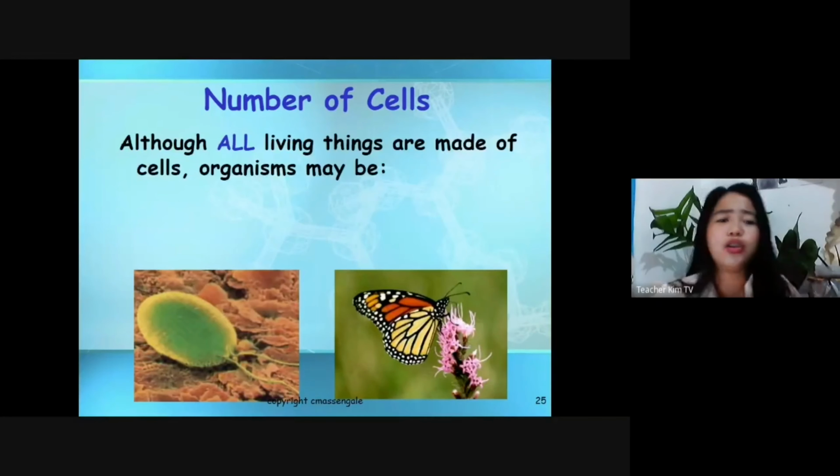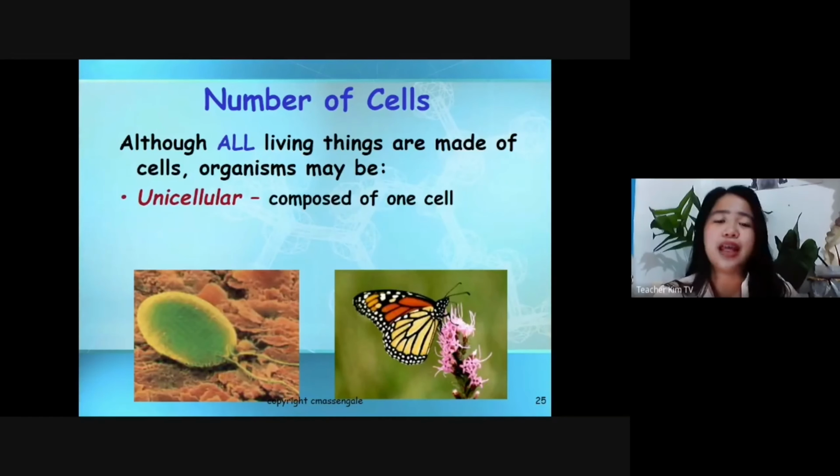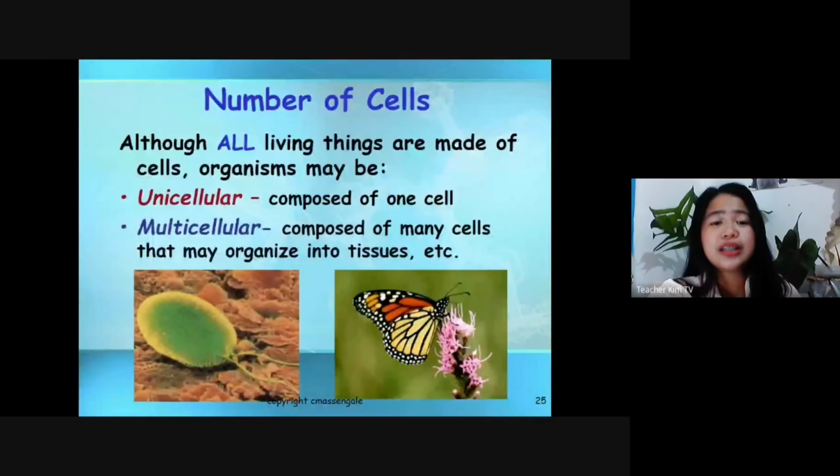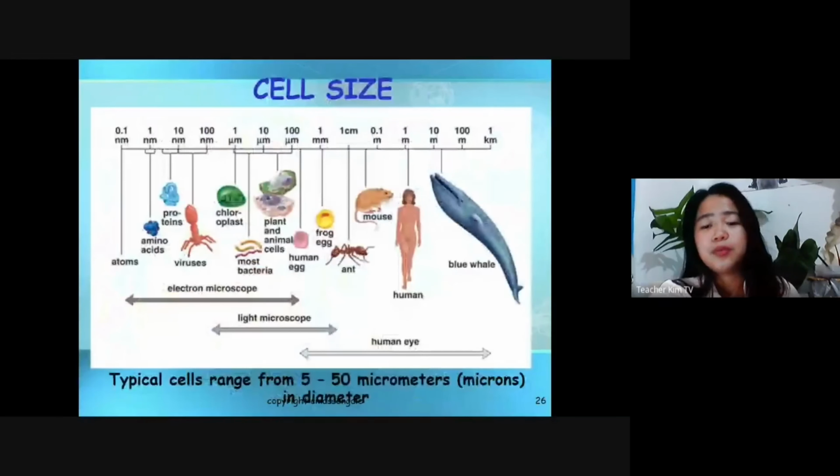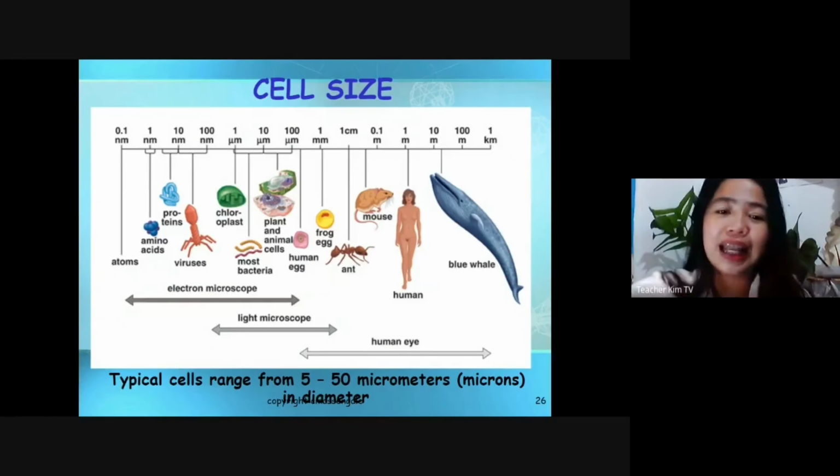So, although all living things are made up of cell, organisms may be unicellular, composed of 1 cell, or multicellular, composed of more than 1 cell. Madami. 2 or more cells. So, typically, nagre-range siya sa 5 to 50 micrometers or microns in diameter. So, maliit lang talaga ang cell.